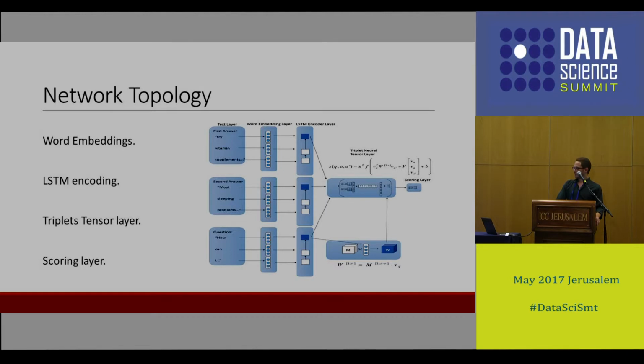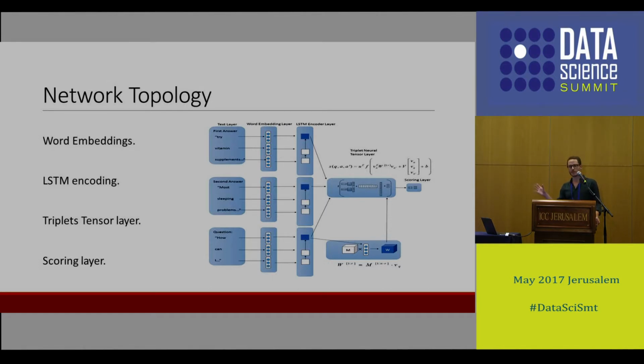Okay, let's start with the network topology. The network topology is over triplets: a question and two answers. We first transform each word in each sentence to its vector representation. The next layer is an LSTM encoder. We process each word sequentially to get, at the end, a fixed-size representation for each sentence, which could be an answer or a question. We then feed it to a layer we call the triplet tensor layer. A tensor is a multidimensional parameters object we use to interact between the two representations. And the final layer is a feed-forward scoring layer, able to produce a score on that triplet.